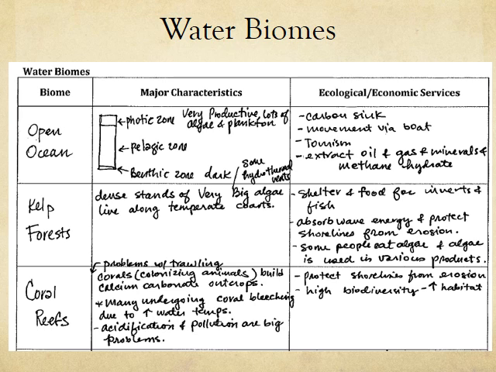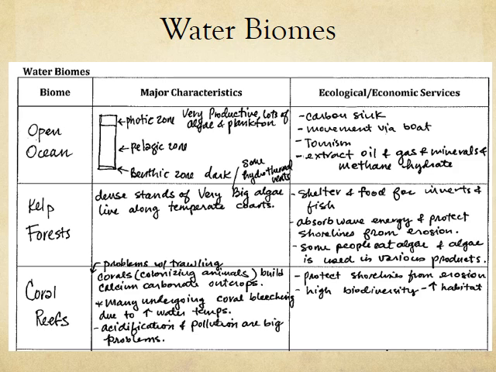We have several different biomes that exist in water. Open ocean, kelp forests, coral reefs. Your open ocean is the area past your continental shelf. Ocean functions as a huge carbon sink, and we extract a lot of oil and natural gas from these areas.